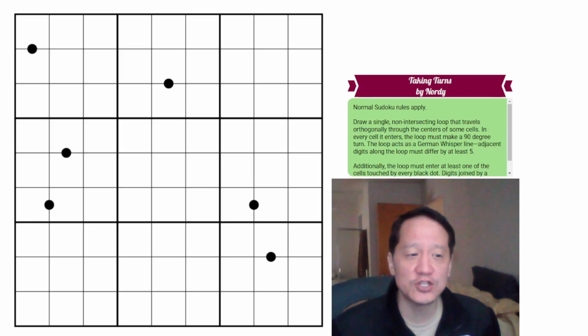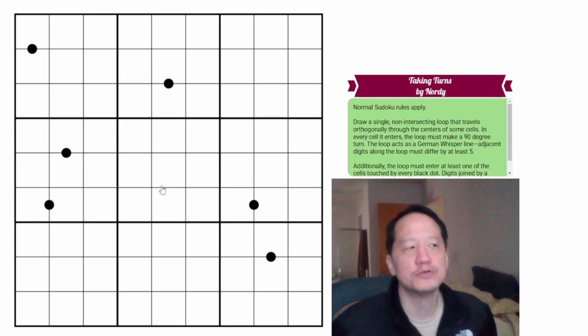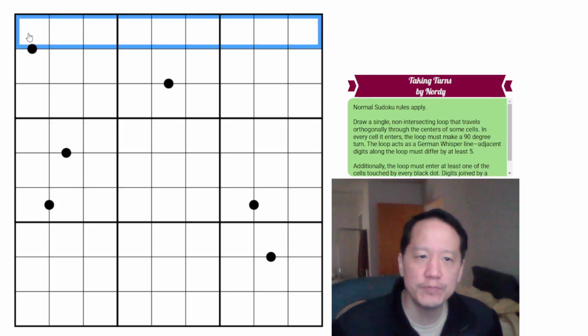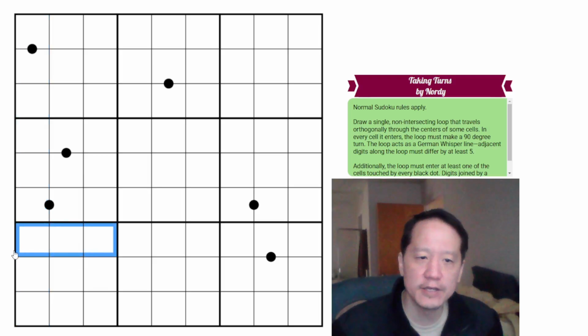This is today's challenging level puzzle, and it's called Taking Turns by Nordy. And here are the rules. Normal Sudoku rules apply, which means place the digits 1 through 9 once each in every row, column, and box.